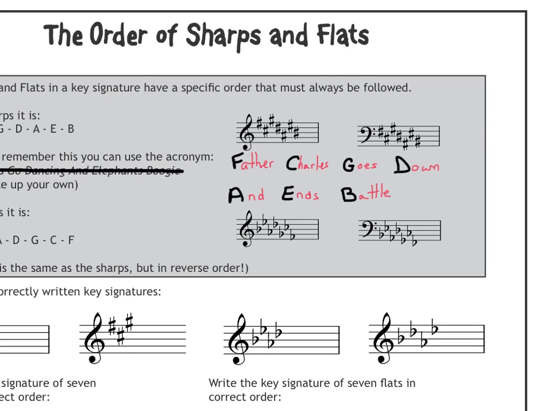All right. So the great thing about this little rhyme is that it makes sense. It is an actual complete and sensical sentence. Either way, whether you read it frontwards for sharps or backwards for flats. All right. So for sharps, Father Charles goes down and ends battle. The order of flats, battle ends and down goes Charles' father.